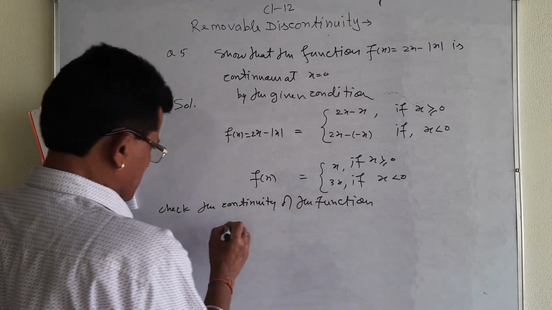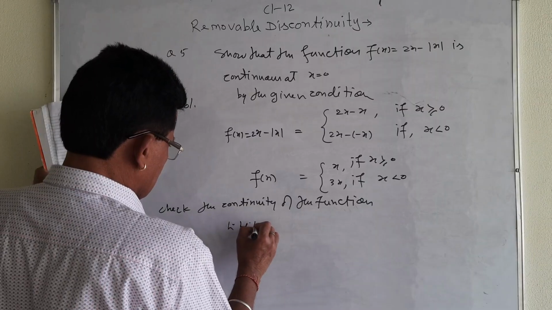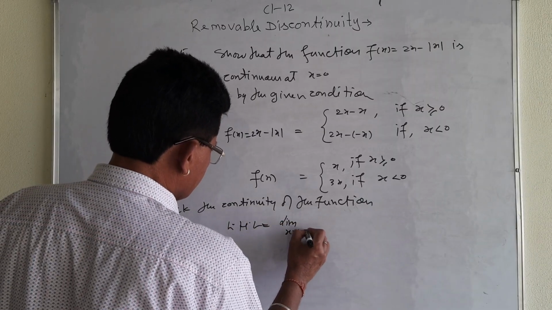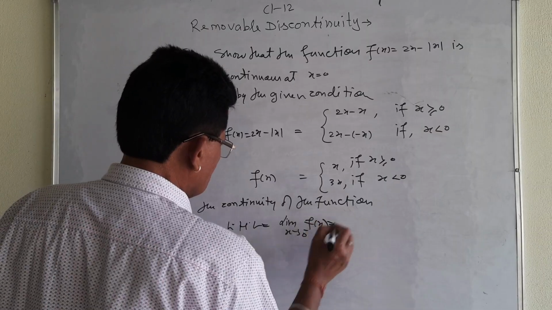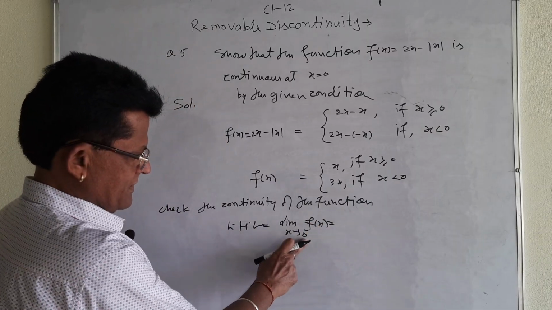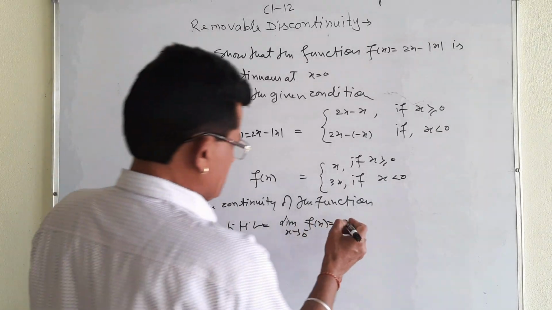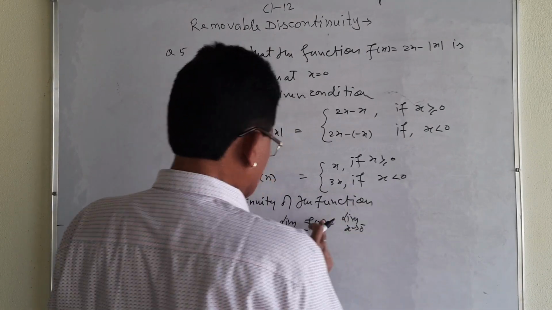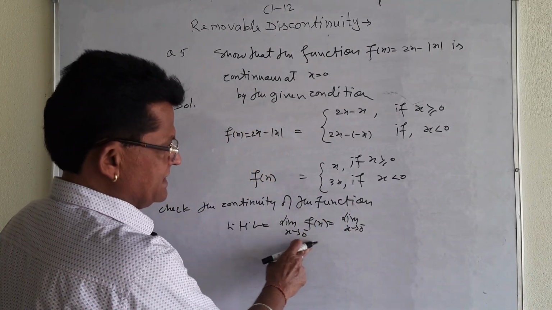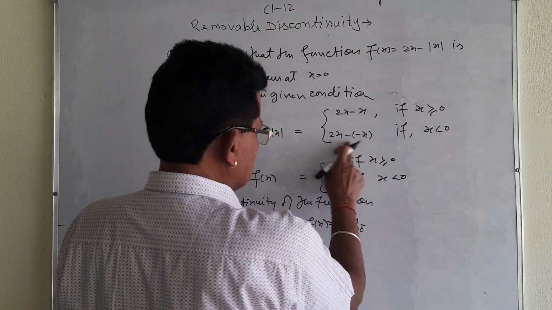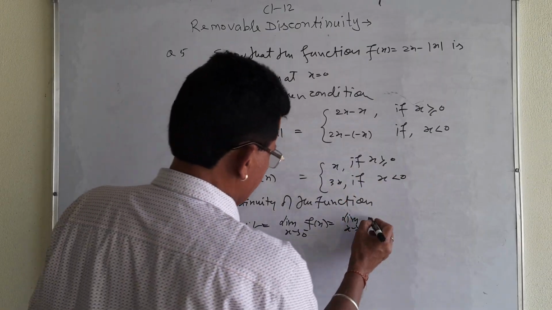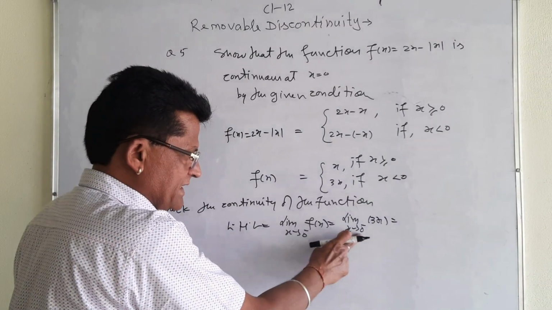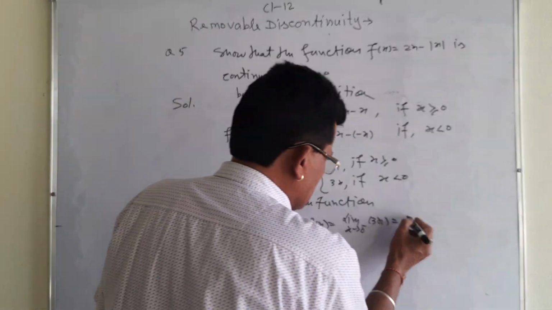Check the continuity of the function. Left hand limit first of all. What will be the left hand limit, my dear student? Left hand limit at 0. Function limit. What will be the function if x is less than 0? This function will be there, means this one, 3x. My dear student, if you take the limit in place of x, its value will be 0.